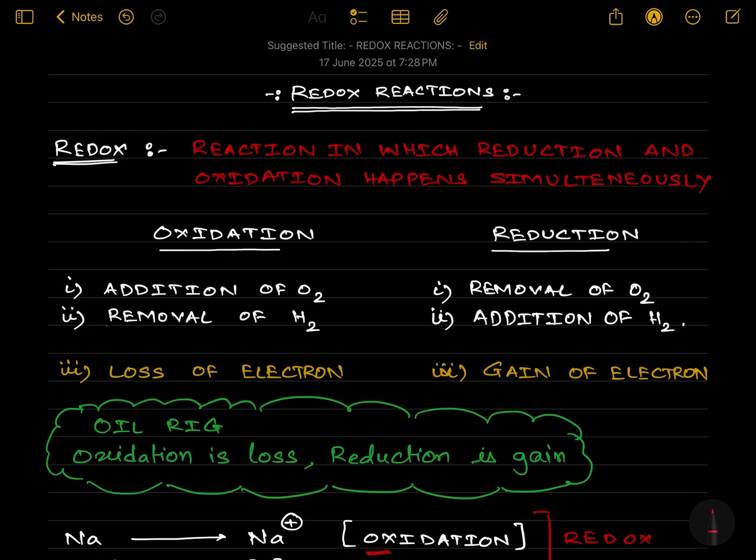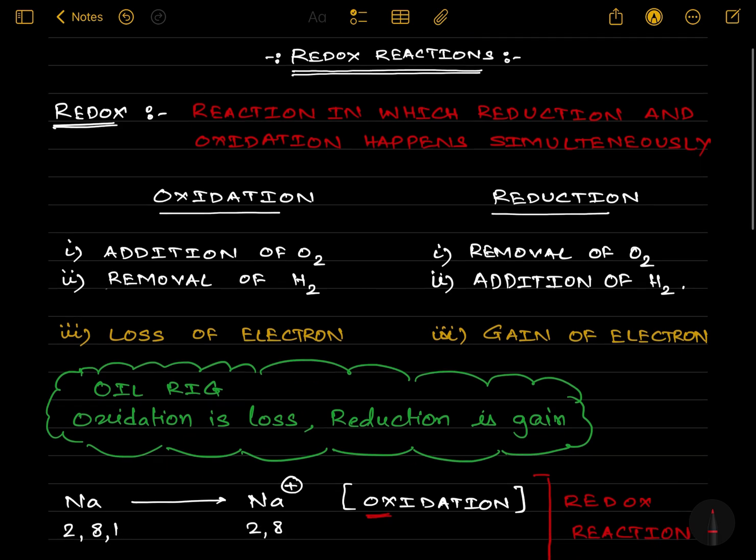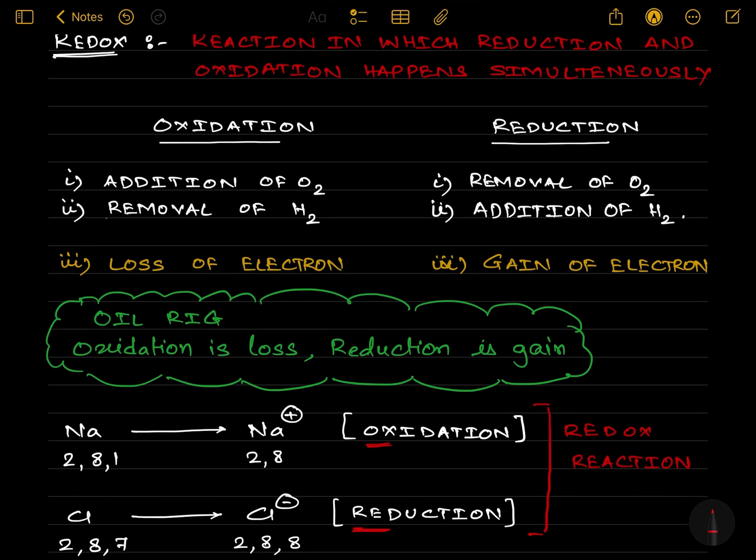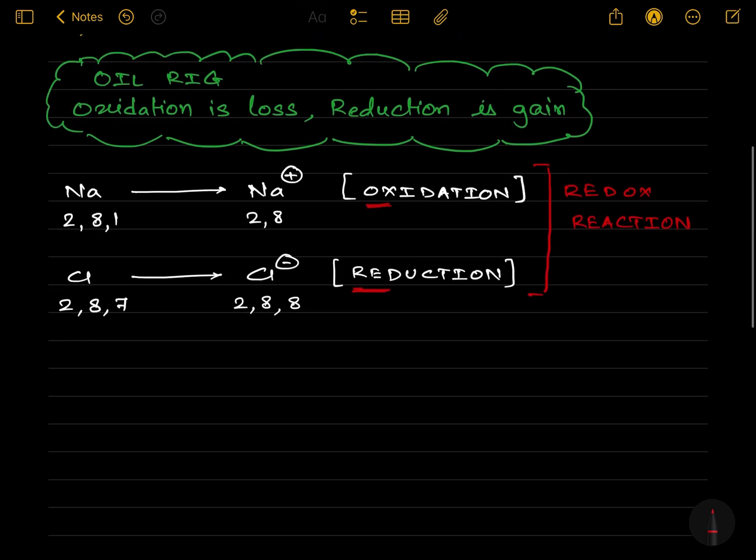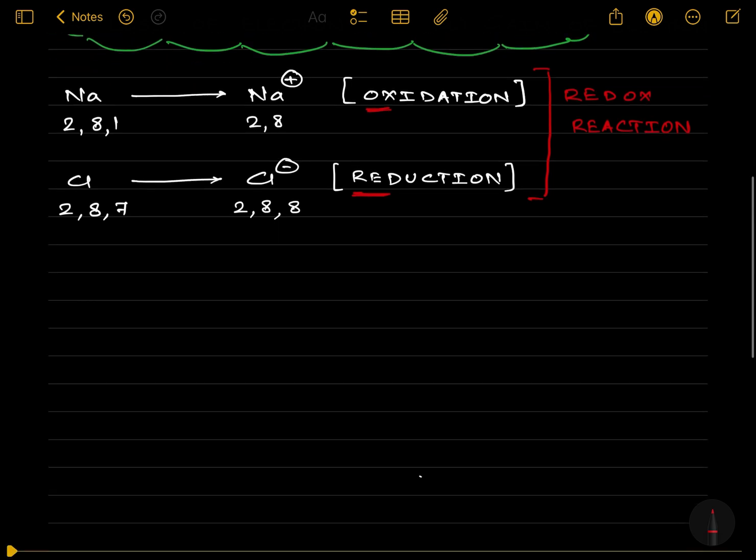I hope we are clear with what exactly you mean by the term redox reactions. Okay, now let's understand with a few examples. We already know what oxidation is, and we already know what reduction is, so I'll just give you a very basic example for now, and then we will discuss a few more good examples.